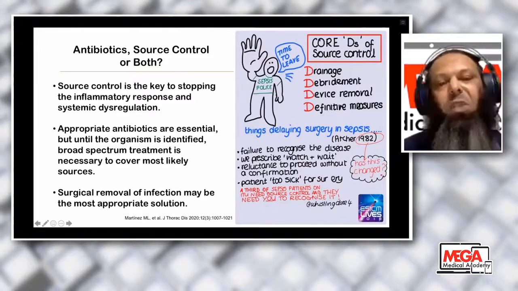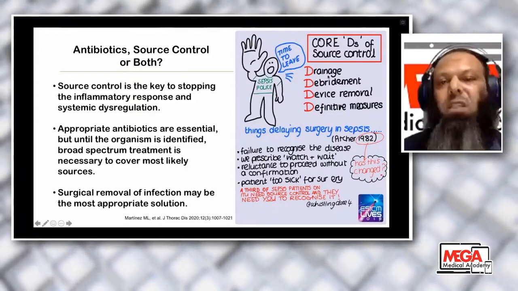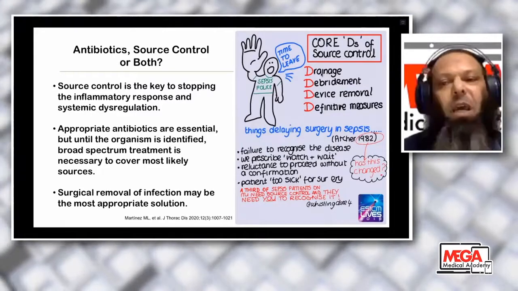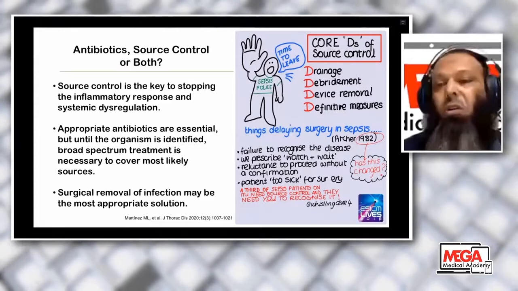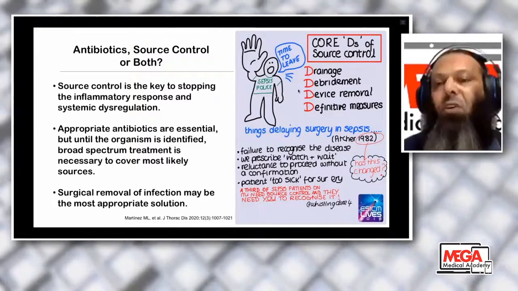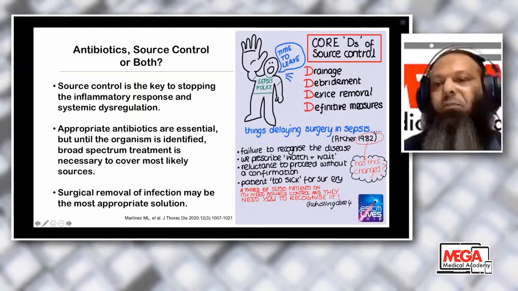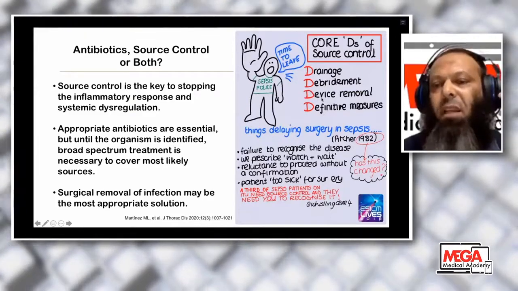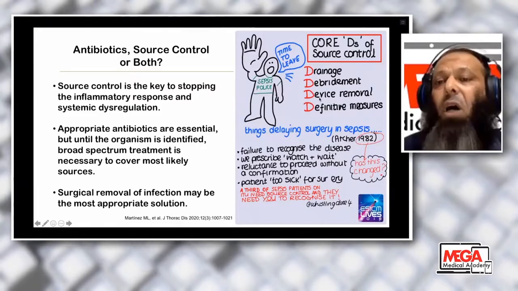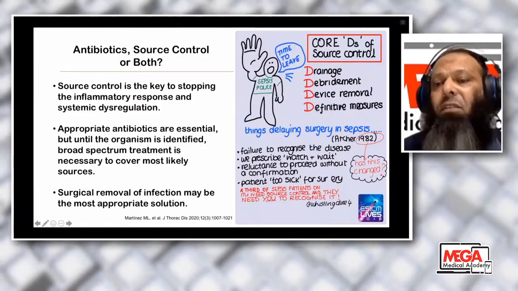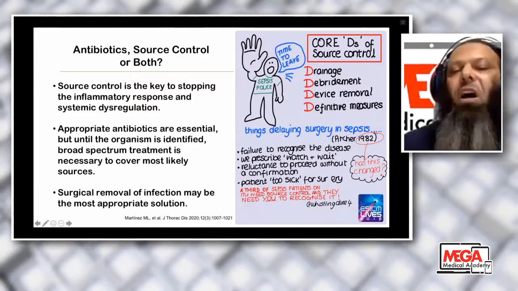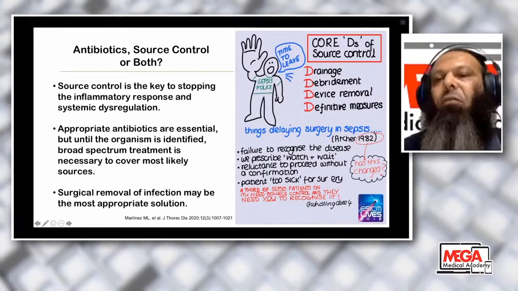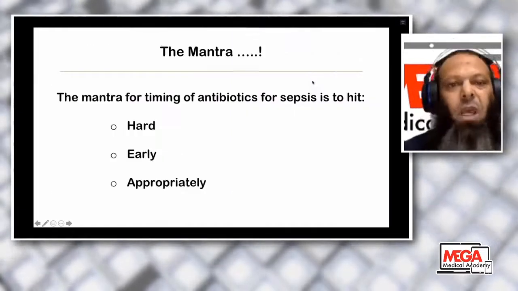Every time you face a patient with sepsis or septic shock, confirm the diagnosis and ask yourself about the 4Ds. Drainage for any collection or loculation, debridement for any soft tissue infection, device removal for any lines, central line, Broviac line, permacath, and definitive measures for surgical intervention if you have bowel ischemia or perforated viscus. Those are the 4Ds for source control.